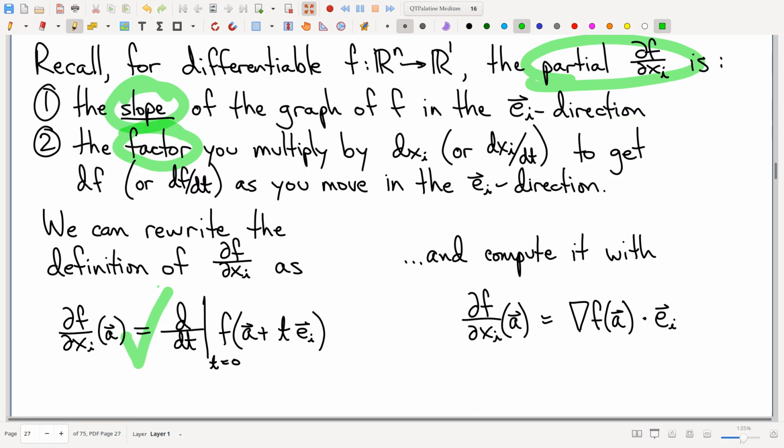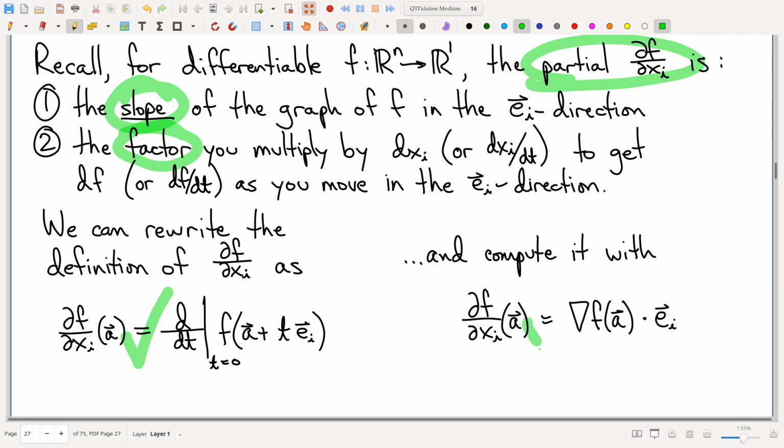Well, I like how this reads. Let me translate this math into English. What this says is a partial derivative is how fast the function changes when you're at the point a and moving with velocity e_i. It reads literally as, well, that's one of our intuitions for what a partial derivative is. So I think that's a nice formula in that sense. Good exercise to check that.